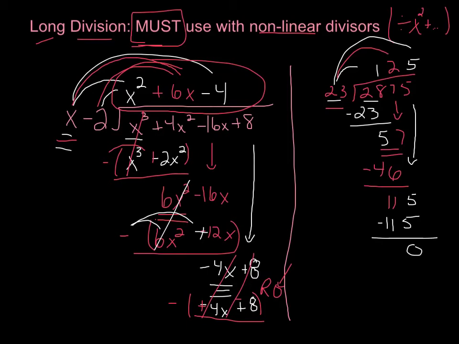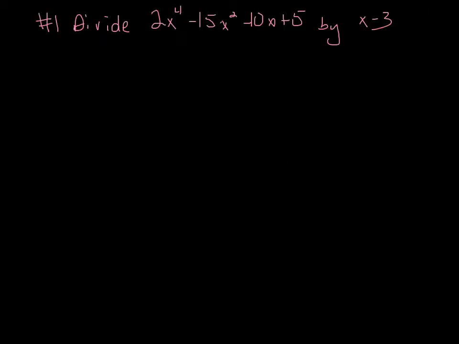Alright, I'm ready to move on from this problem because I have done it enough times. Let's do some practice. Alright, I want you to divide 2x to the 4th minus 15x squared minus 10x plus 5 by x minus 3. And I want you to use whatever method you want. What method should we use? Well, we have a linear divisor with a leading coefficient of 1. Those sound a lot like the conditions for synthetic division. So I think maybe we should use synthetic division. So set up your hoopty.